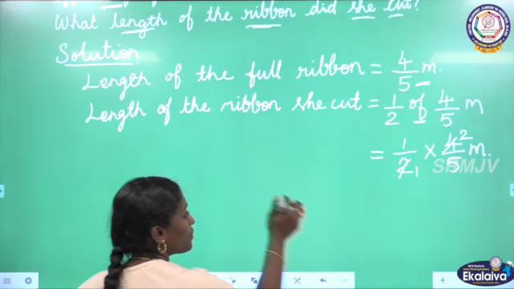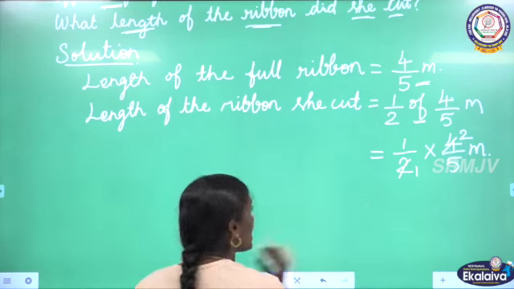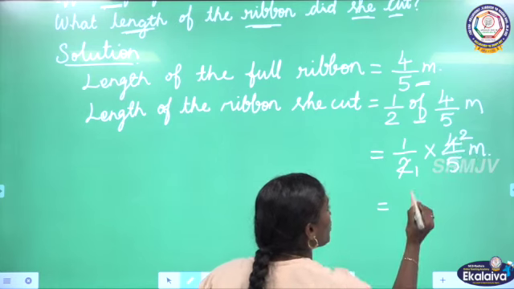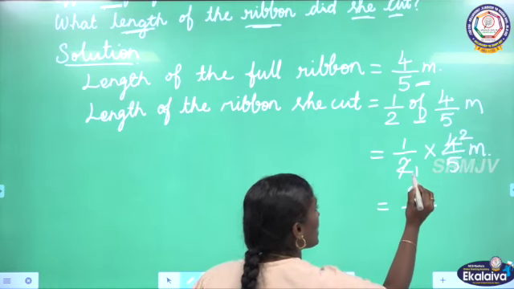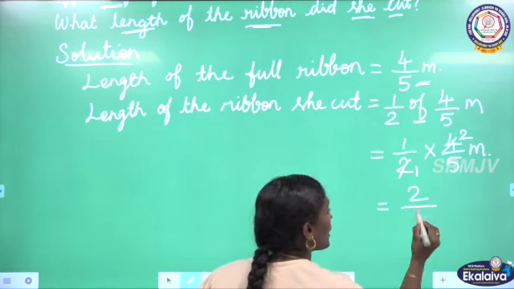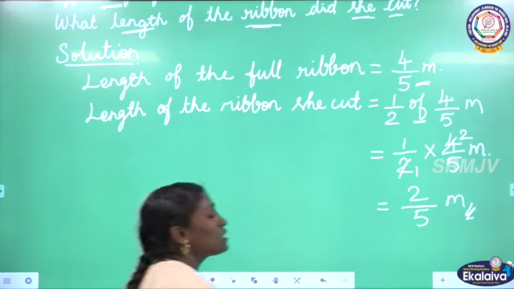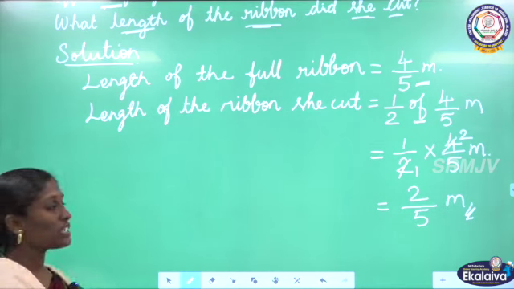So we have to multiply the numerator numbers and denominator numbers separately. So numerator 1 into 2, 2, divided by denominator 1 into 5, 5. So 2 by 5 meter. This is the length of the ribbon she cut.